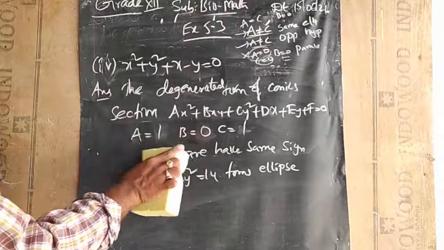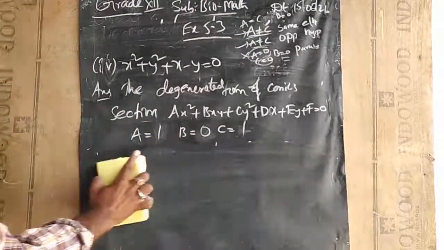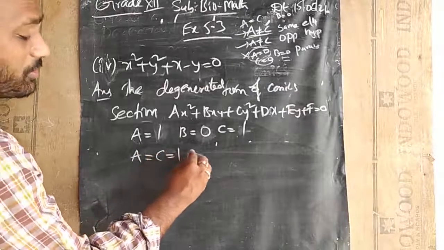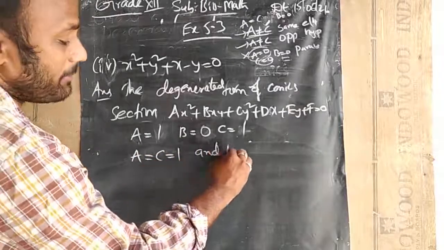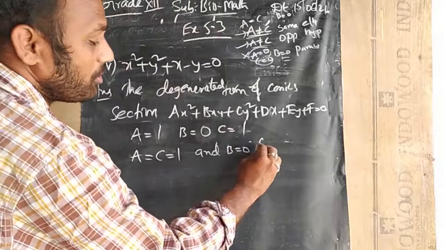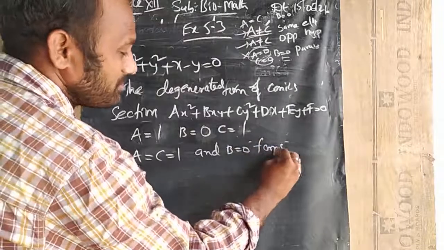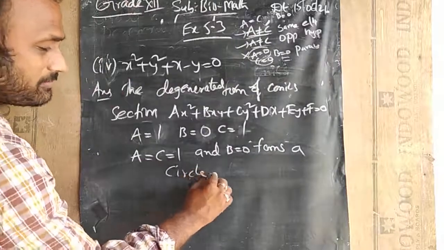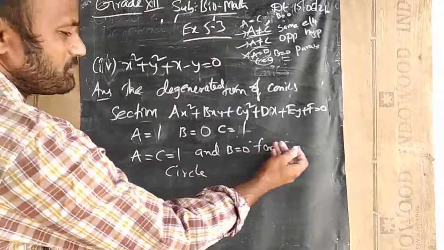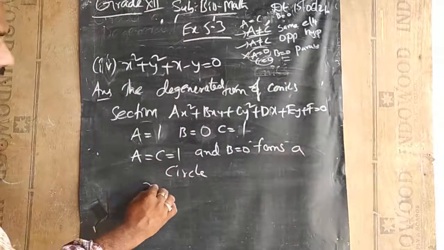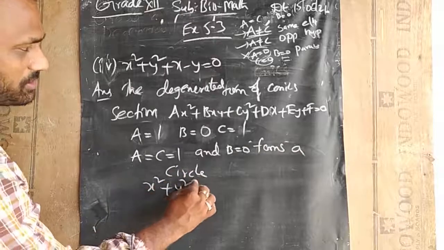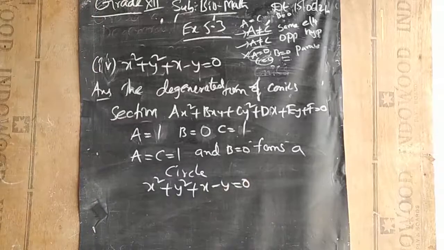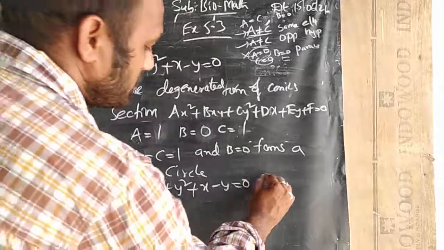So here A is equal to C is equal to 1 and B is equal to 0 forms a circle. Because if this condition is satisfied, it is going to form a circle. Therefore, x square plus y square plus x minus y is equal to 0 forms a circle.